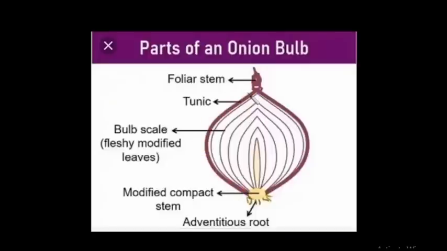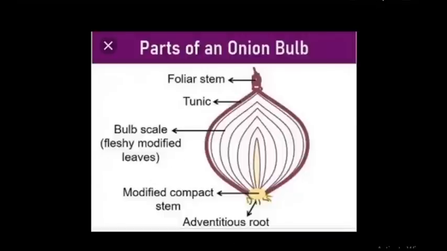Now the tunic can actually scale off, and then the innermost layer, the layer closest to the tunic, becomes the new tunic when it dries after receiving some air. This inner fleshy part is the part that is actually eaten. And then we have the modified compact stem, and the adventitious root. All of these are parts of the onion.